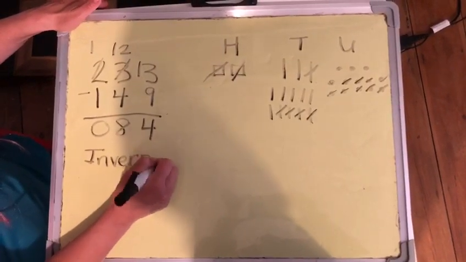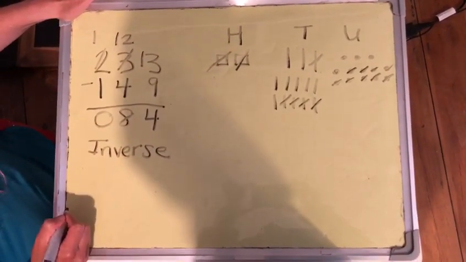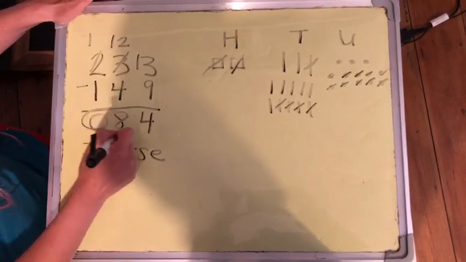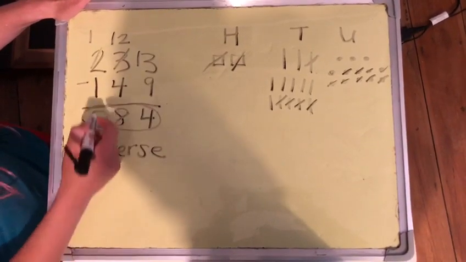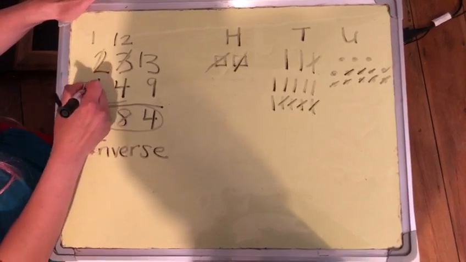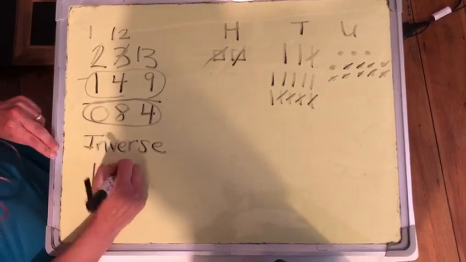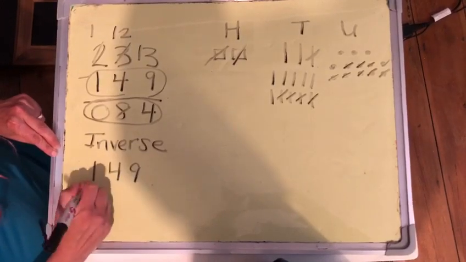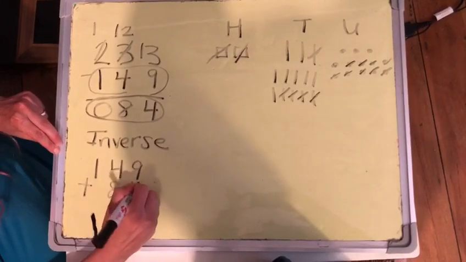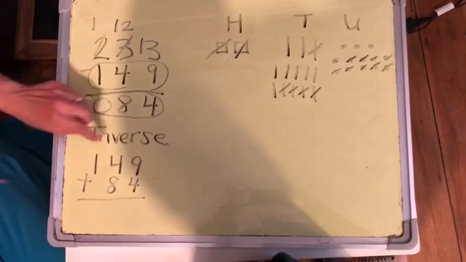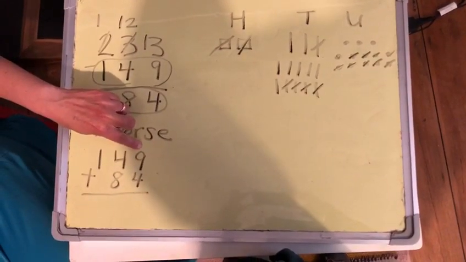Now, if I want to check my work, I can do what's called the inverse. The inverse is the opposite. I am going to take my difference and do the opposite, which is adding to 149. I'm going to add 149 plus 84. When adding, you should always start with your units.